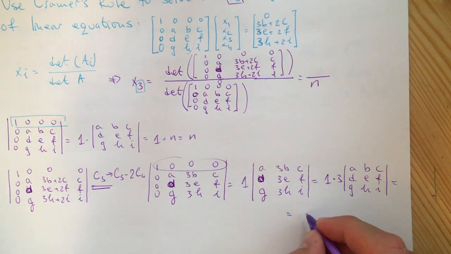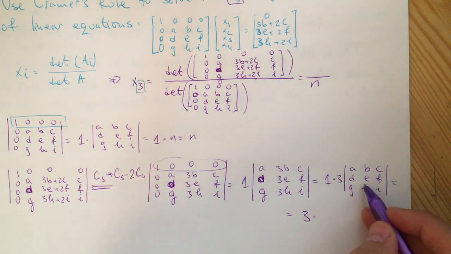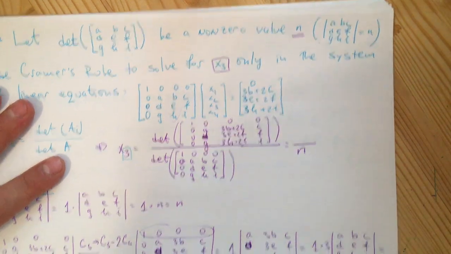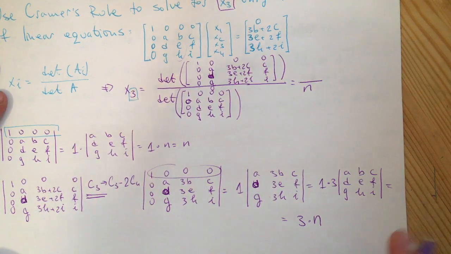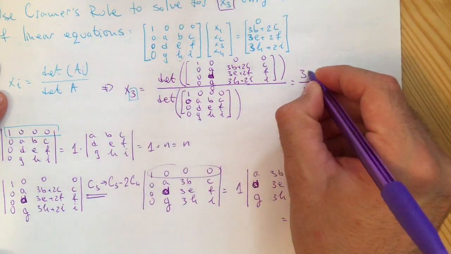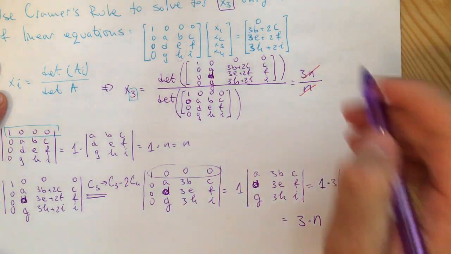So I have 3 times the determinant of this matrix, which, as we said in the beginning, was given as n, so 3 times n, and we're done. We have evaluated the value of x3, that's 3n divided by n, that's equal to 3.